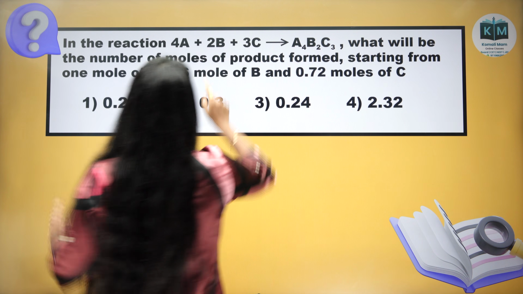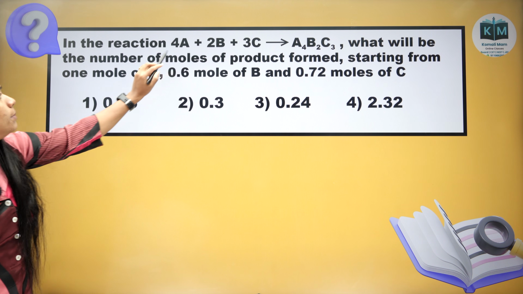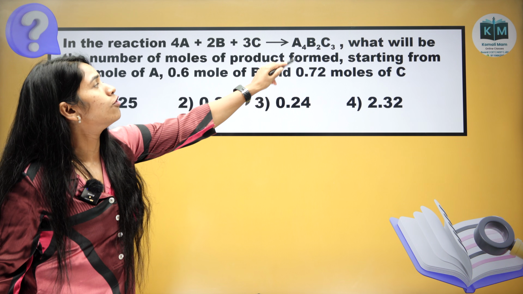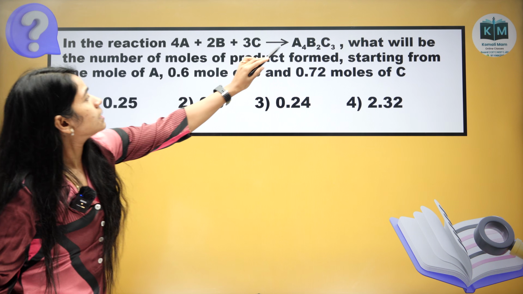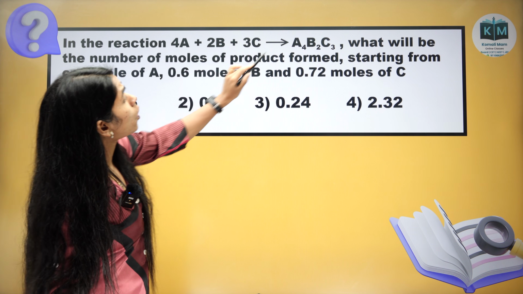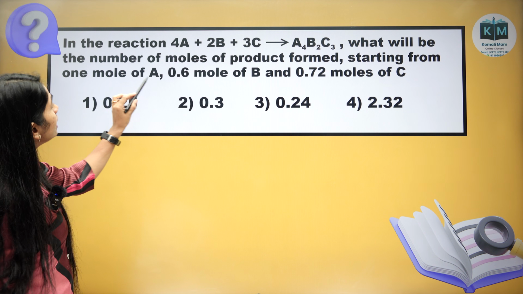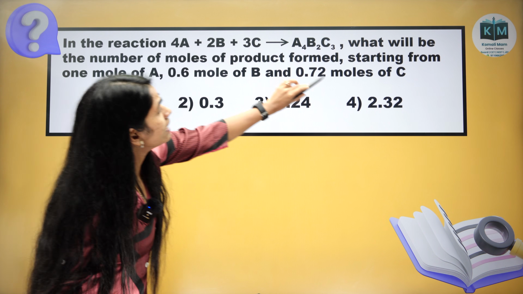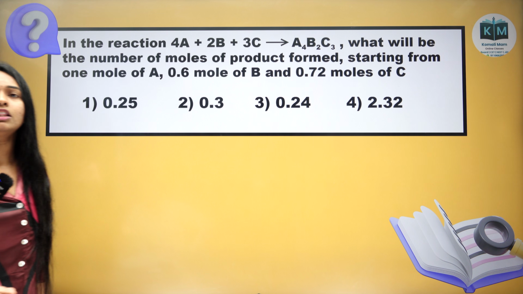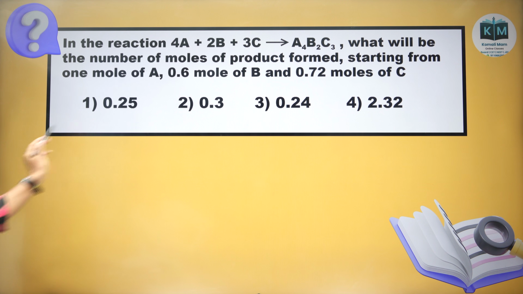In the reaction, 4A plus 2B plus 3C gives rise to A4B2C3. This is a balanced reaction. What will be the number of moles of product formed? They have given A moles, B moles and C moles also. They are asking for the product moles. How will you solve the question? Let us see that. What is your answer? Try. Can you try?